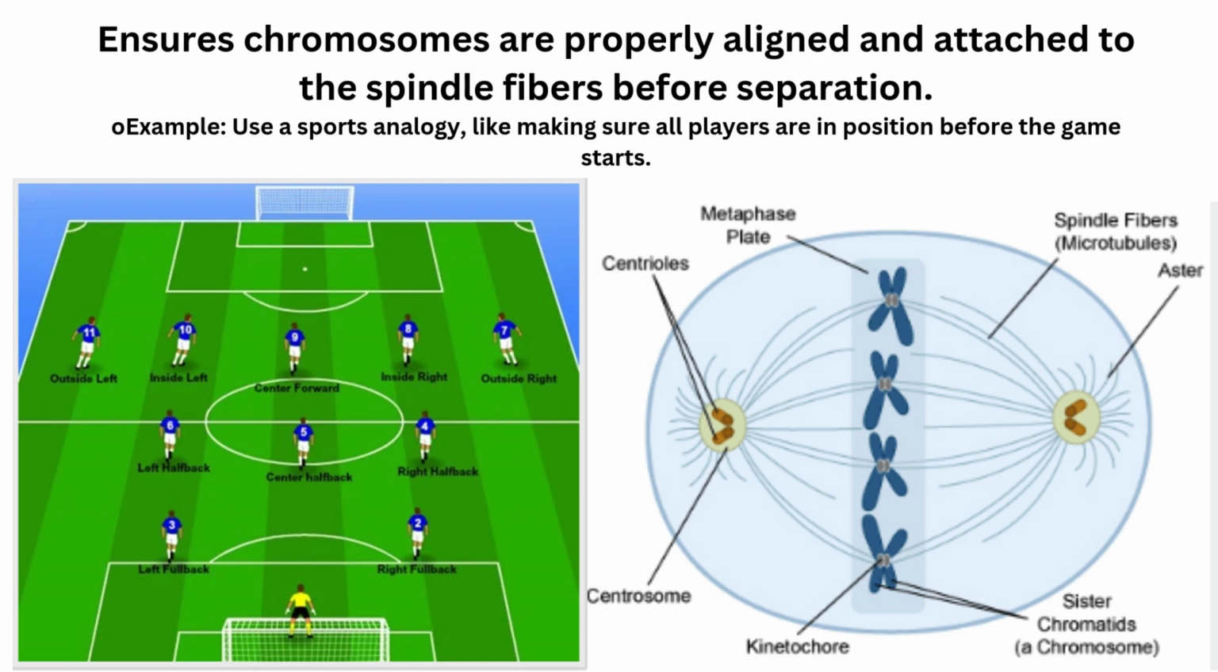It also ensures that all the sister chromatids are correctly attached to the spindle microtubules, because the separation of the sister chromatids during anaphase is an irreversible step. The cell cycle will not proceed until all the chromosomes are firmly attached to at least two spindle fibers from opposite poles of the cell. So it is very important.